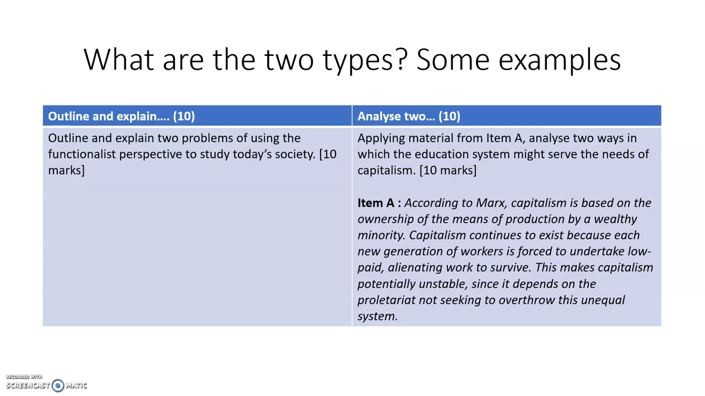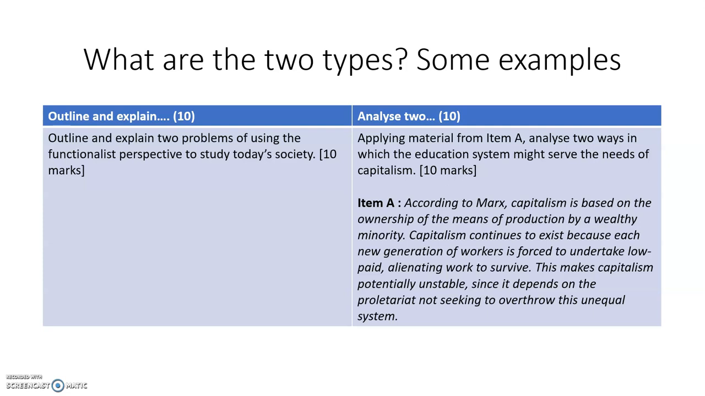The example question that's been given here is an example from the theory and method section, which if you are in Year 12 you will not have done yet. Outline and explain 2 problems of using the functionalist perspective to study today's society. So you have basically 2 paragraphs to write there.